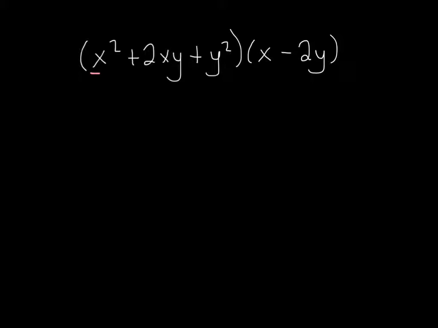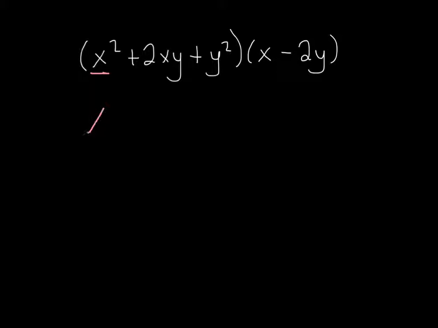So I'm going to distribute this term. Okay, so I'm going to go x squared times x, and x squared times negative 2y. Then I'm going to move on to the middle term here, 2xy, and multiply that by both. Then I'm going to take the y squared and multiply that by both. So we're going to basically just distribute each and every term to the other set of terms.